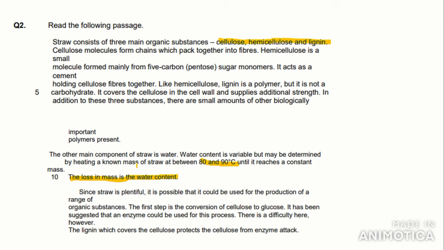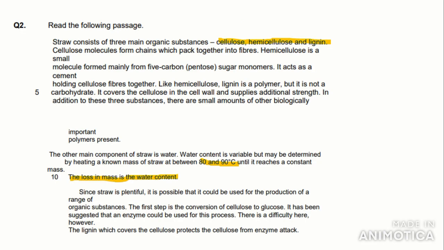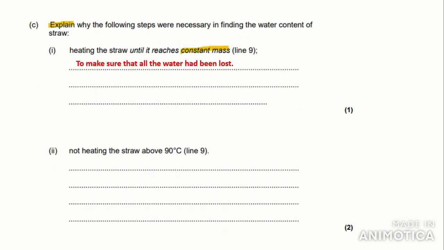So this question actually has a lot of parts to it, but we are only going to do the parts that are relevant to water. So here are the 2 parts of the question that we are answering. Explain why the following steps were necessary in finding the water content of straw. Here's the first part, heating the straw until it reaches constant mass, line 9. Now, if we go back to the text, it says the loss in mass is the water content. So we can put to make sure that all the water had been lost. As if the mass is changing, it shows that there is still water present.